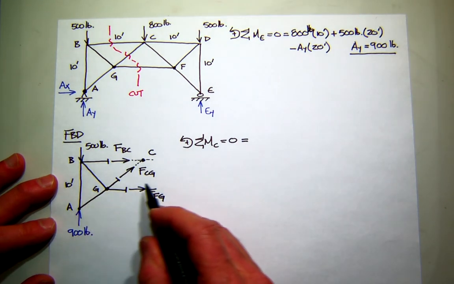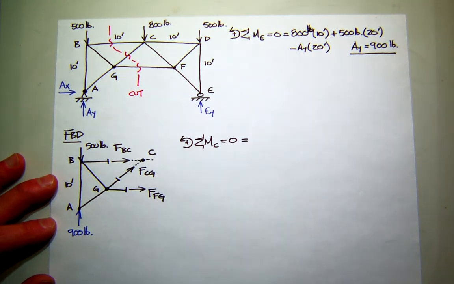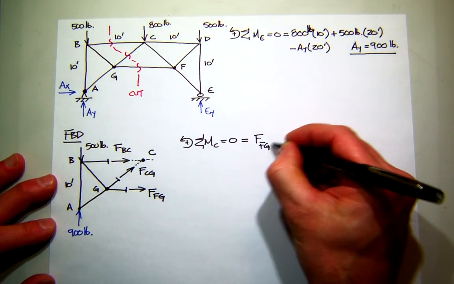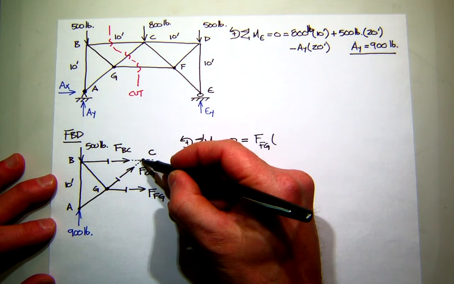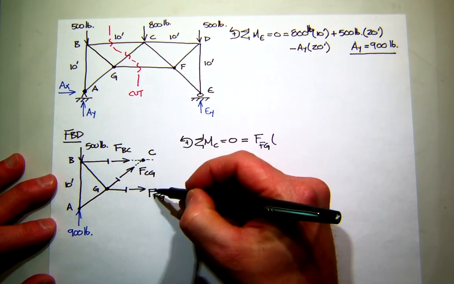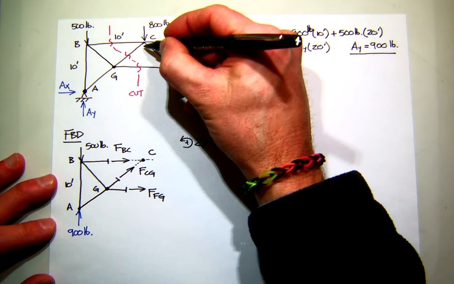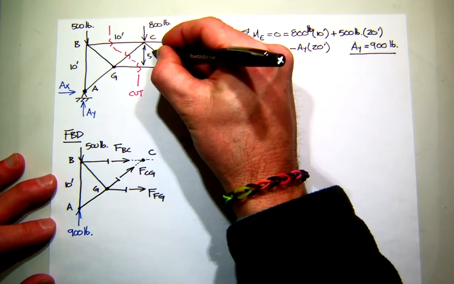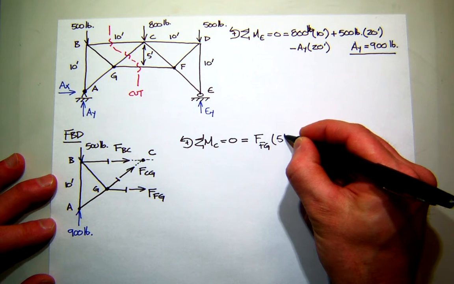Now, in its orientation here, is it going to create positive or negative moment about C? Positive. So I'll say the unknown force in FG. And what's the moment arm, which will be the distance from C to this? What's this distance right here? It's 5. So I have a moment arm of 5 feet.